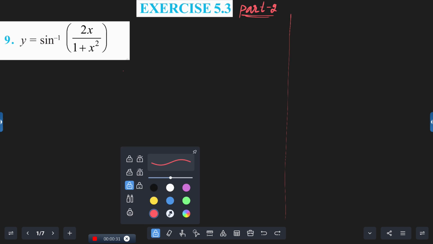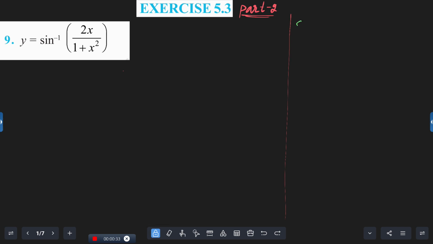The formulas I will give. Kindly write this first. Sine 2 theta is equal to 2 sine theta cos theta, you people know. This is also equal to 2 tan theta divided by 1 plus tan square theta. This formula you must know.